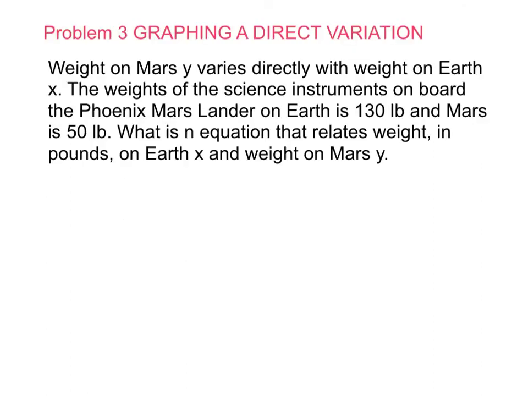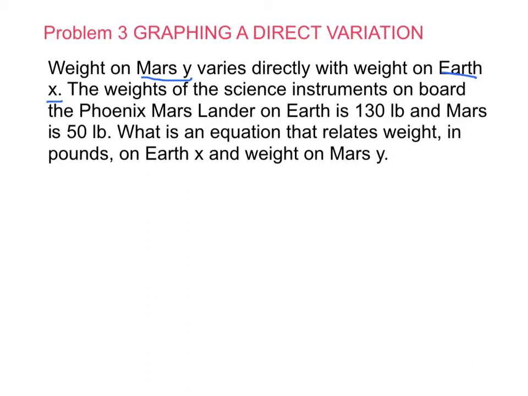Problem number 3, the third thing that your book is asking you to do now is to graph this thing. So here's the problem. You don't need to write this down, just watch. Weight on Mars y varies directly with the weight on Earth x. Keep in mind that Mars represents y, Earth represents x. The weights of the science instruments on board the Phoenix Mars lander on Earth is 130 pounds. And on Mars, it's 50 pounds.